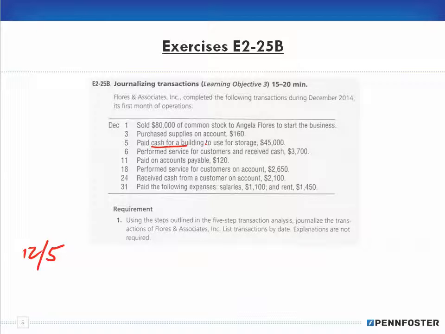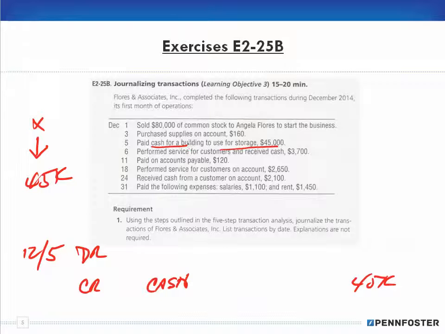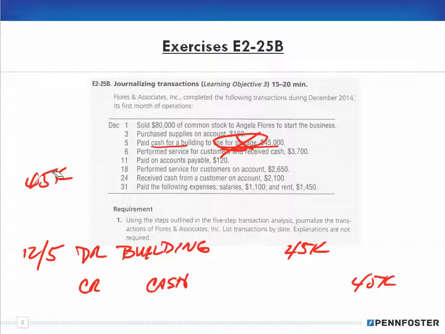12.5. Paid cash for a building to use for storage, 45,000. So am I affecting cash? Yes, because I'm paying it out. This was my balance, and I'm paying out 45,000, so my cash is decreasing by 45,000. So I'm going to credit cash for 45,000, and that means I debit something else. What am I debiting? Well, I'm paying cash for a building. I don't care what the usage is. That's useless information. I'm paying cash for a building, so I'm going to debit building for 45,000. That's my entry.